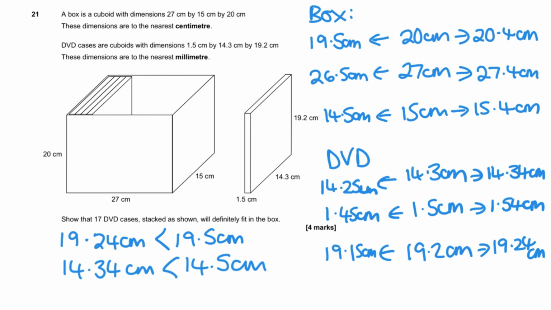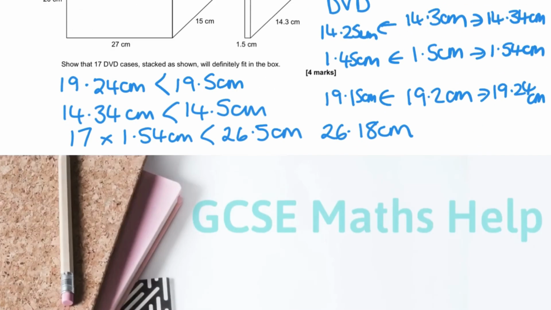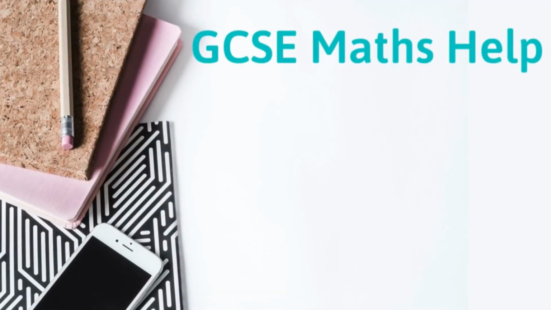And then lastly, we need to make sure that the 17 DVD cases at the largest possible length they could be, 1.54 centimetres, is still smaller than the smallest possible length that the box could be, 26.5 centimetres. So 17 times 1.54 centimetres is 26.18 centimetres. So all of our inequalities are true, so that means that the 17 DVD cases will definitely fit in the box.